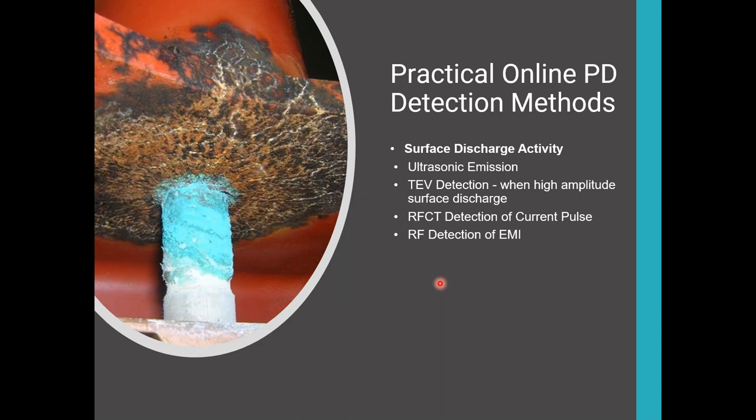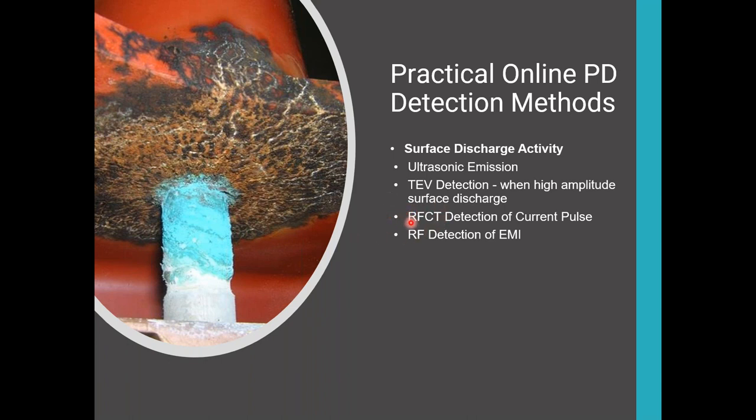Surface discharge activity: practical ways of detecting it. One of the most common is ultrasonic testing. It's the easiest, most common method for being able to see surface discharge like we have here. Transient earth voltage: when you have very high amplitude surface discharge, you're going to get transient earth voltage also, but that's usually only when it's very advanced. So you can do TEV testing, and you can do the ultrasonic testing.